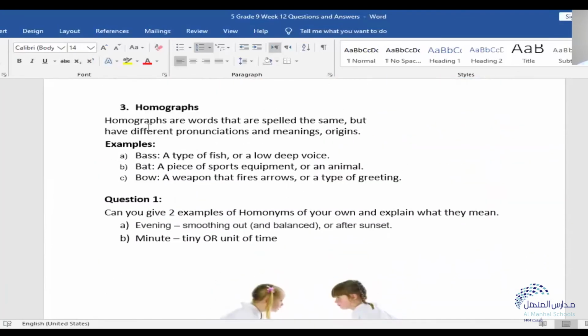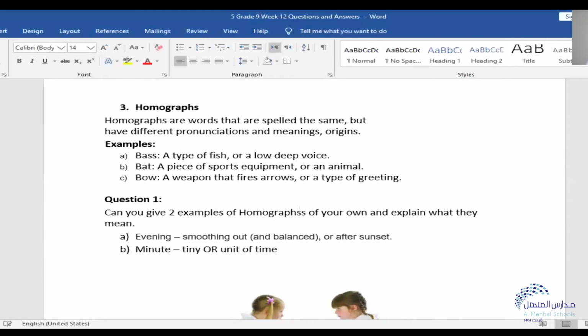And then here we have homographs. Again, I'm not going to spend a lot of time on the definition, but the question is, can you give two examples of homographs of your own and explain what they mean? The first example was evening, right? Evening means to make smooth or to balance something out, to make something even, right? Or the time just after the sunset. So, when we say the greeting, good evening, we're talking about a specific time of the day.